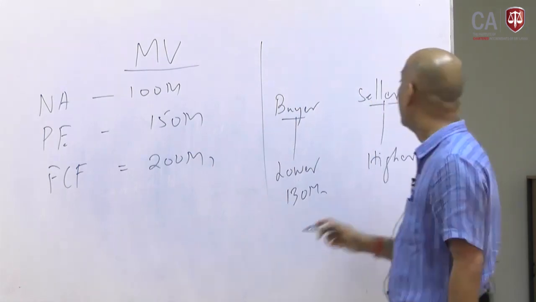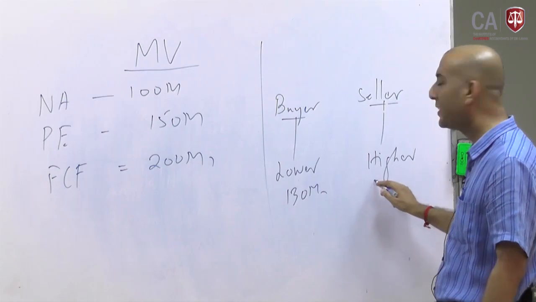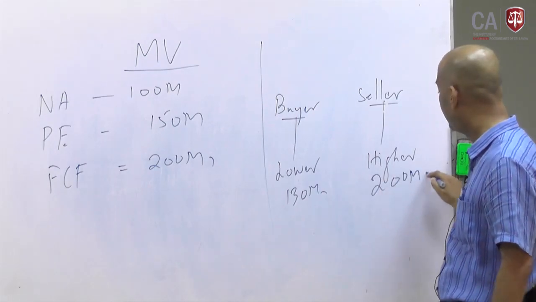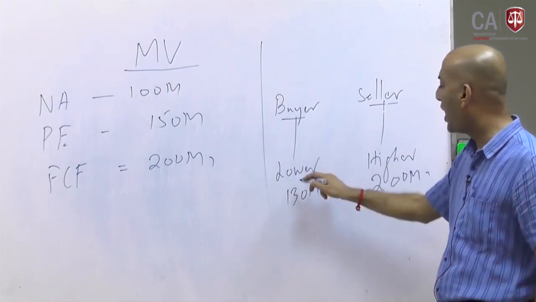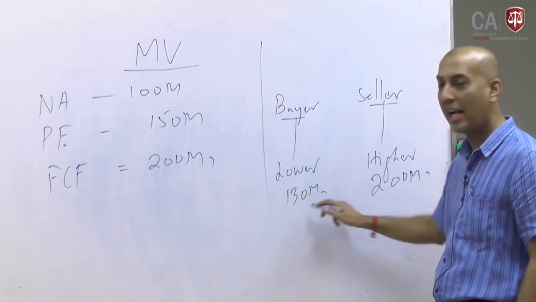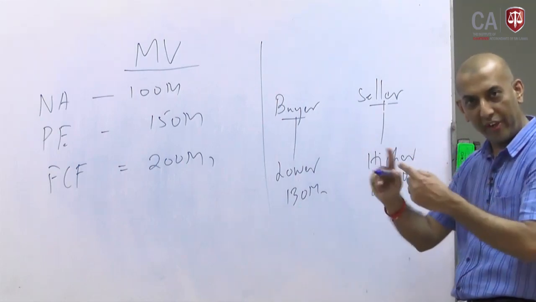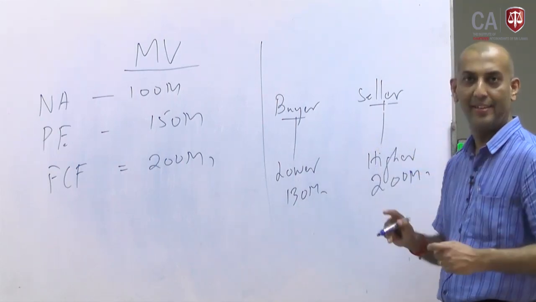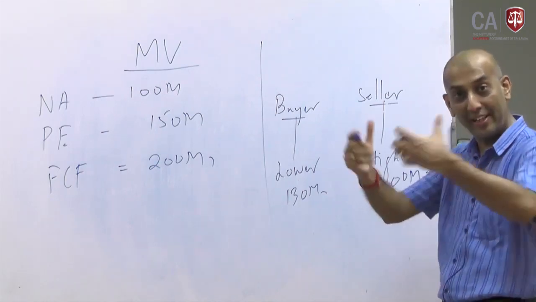It depends. The seller wants the highest price. So what is his offer price? 200 million. So the seller's offer price is 200 million. The buyer's offer price is 130 million. So these two offers will not tally, and no transaction takes place. So then what happens? They both negotiate the price.